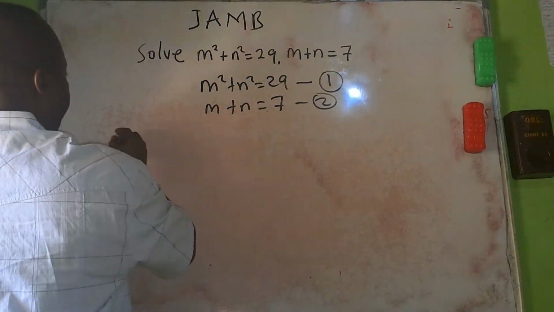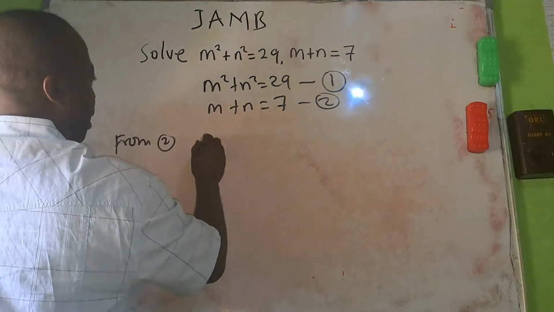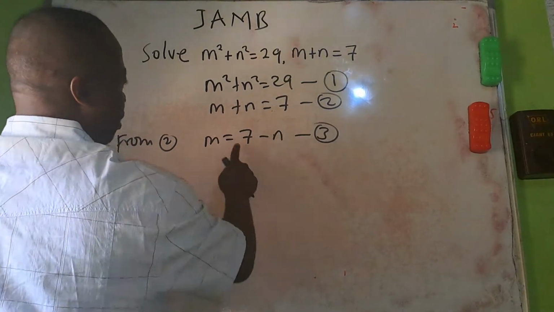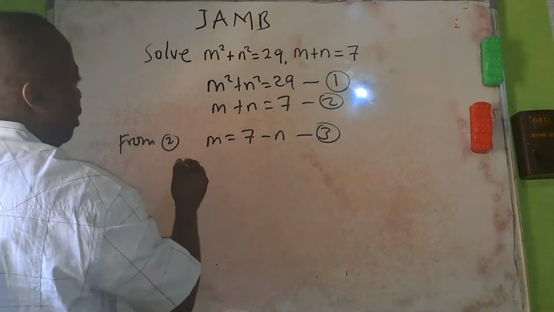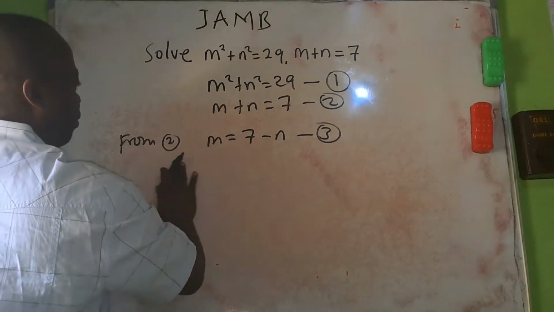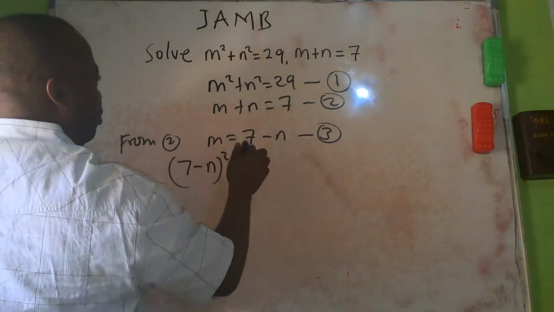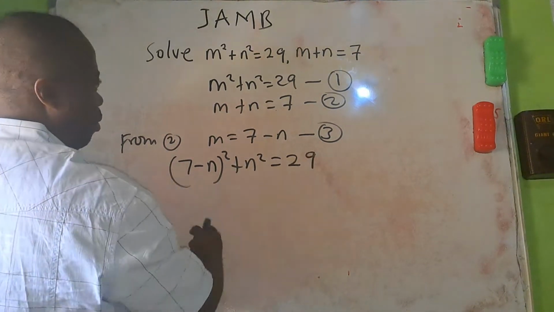Then from 2, m is the same thing as 7 minus n. We call it 3. We now use equation 3 in 1. Okay? So that would be m squared, which is 7 minus n squared, plus n squared equals 29. So the rest is algebra.